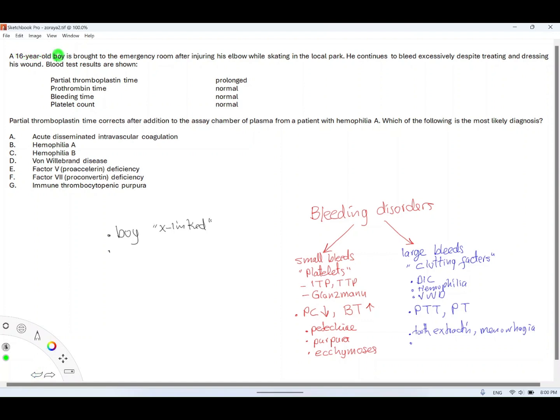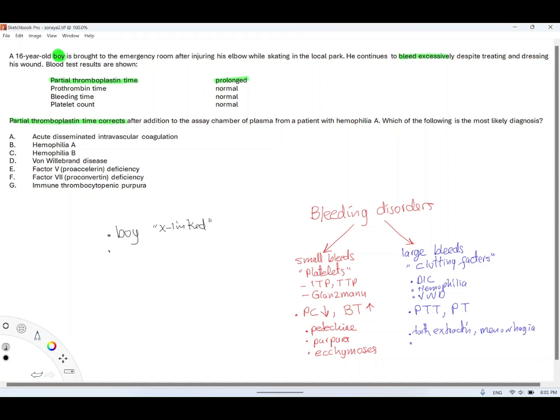A boy, brought to the emergency room after injuring his elbow while skating in a local park. He continues to bleed excessively, which is another sign for us, even after dressing his wound. And then his PTT is prolonged. All the other ones are normal. Additionally, it tells us that when hemophilia A plasma is given to this patient, his PTT is corrected. What is it corrected by? By addition of blood from a hemophilia A type of patient.